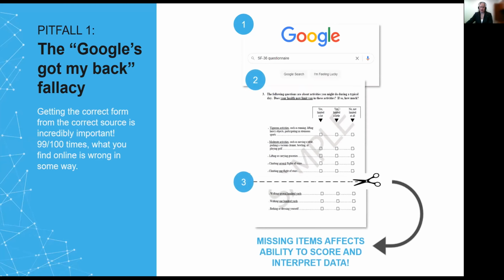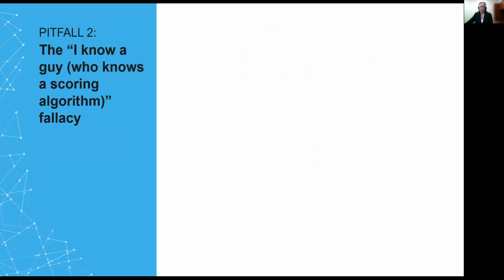A lot of the time, the false forms that are out there don't have the right wording on the questions, don't have the right wording on the response choices, don't have the right number of response choices. And when you get to different translations, you might not even know if you did see the real form, whether it matches or not. Getting the correct form is very important. 99 times out of 100, what you find online is not going to be right.